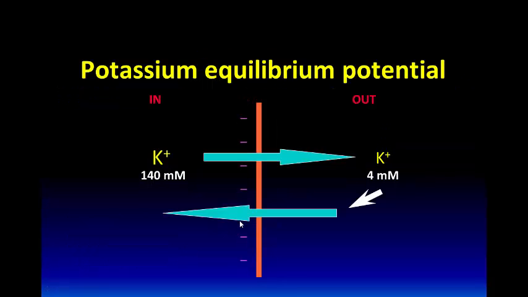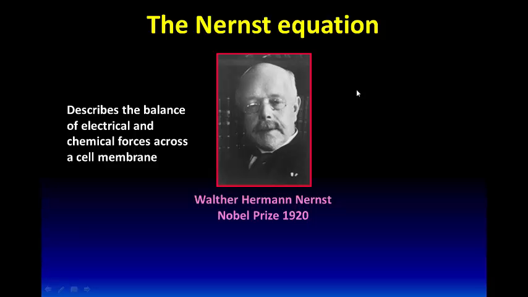When this time is reached, the voltage across the membrane, with the inner surface negatively charged and the outer surface positively charged, is known as the potassium equilibrium potential. We can calculate the potassium equilibrium potential using an equation first described by Nernst, who won the Nobel Prize in 1920. This equation describes the balance of electrical and chemical forces across the cell membrane.